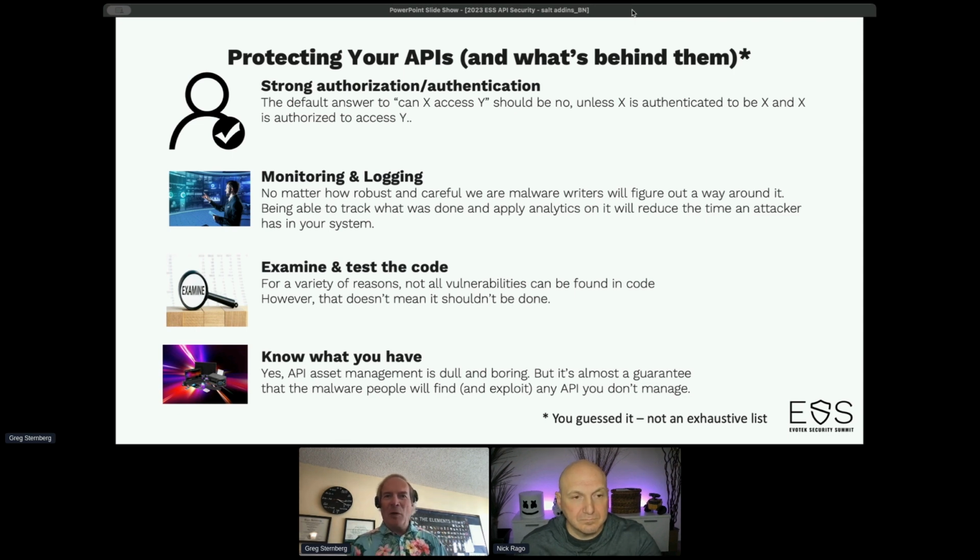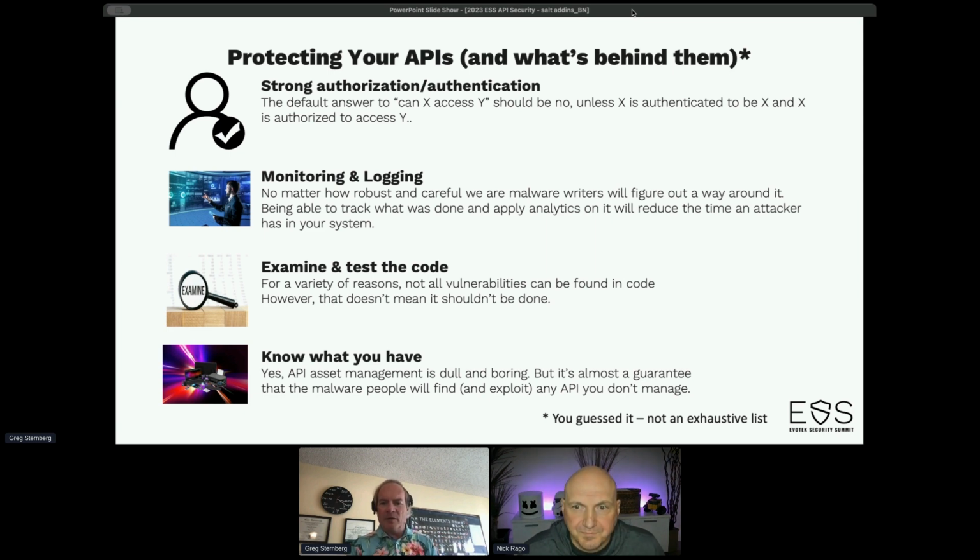We talked about monitoring and logging. If you're not watching it and it happens, it's sort of like if there's nobody in the forest when the tree falls down, did the tree make a sound? It's that sort of philosophical question. You have to be watching. Examining the test code, we kind of talked about that. And the last one I'll talk about, and then I'll turn it over to Nick, is asset management.